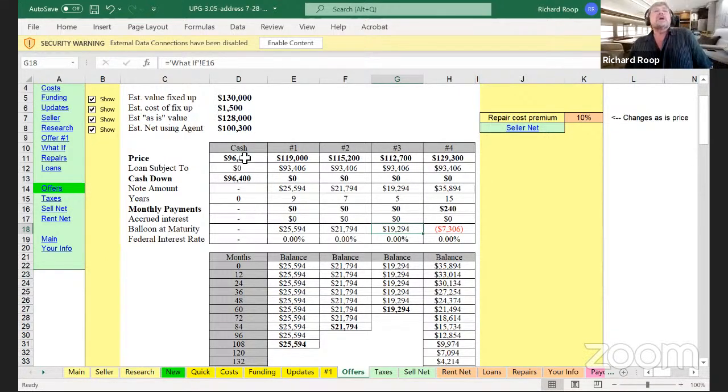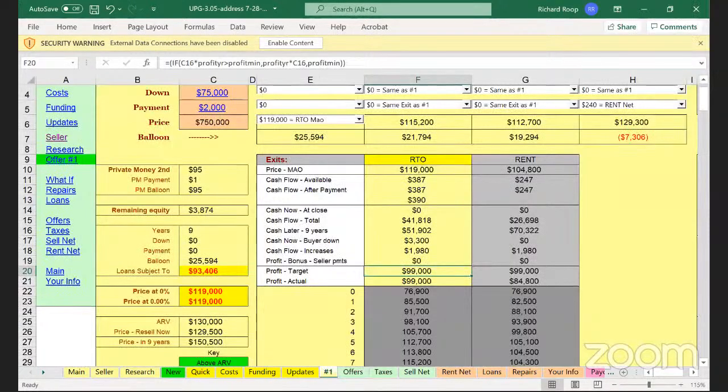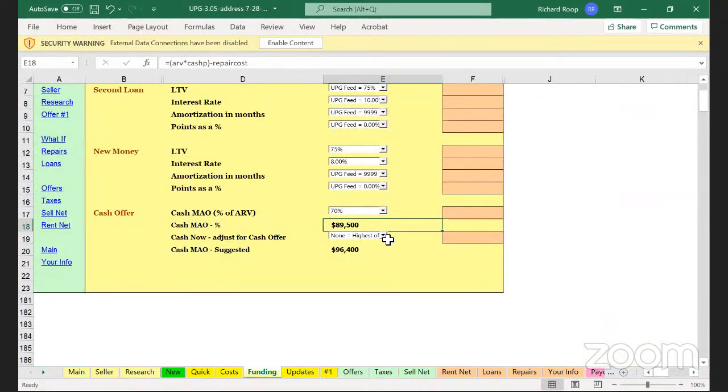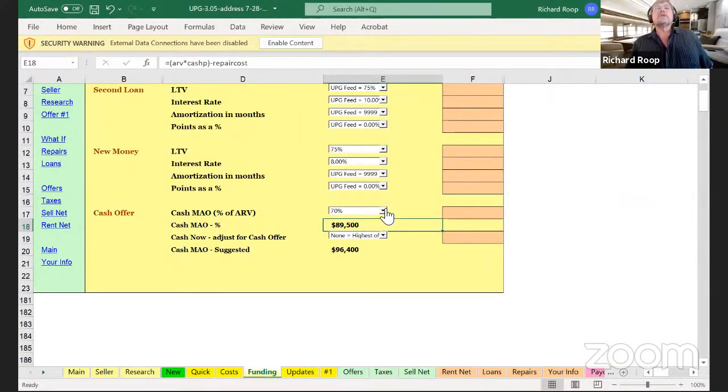But now, what's your cash offer? Okay. It says the cash offer here is 96. I don't agree with that. Let's take a look. No, it's 94. What is your formula for a cash offer?